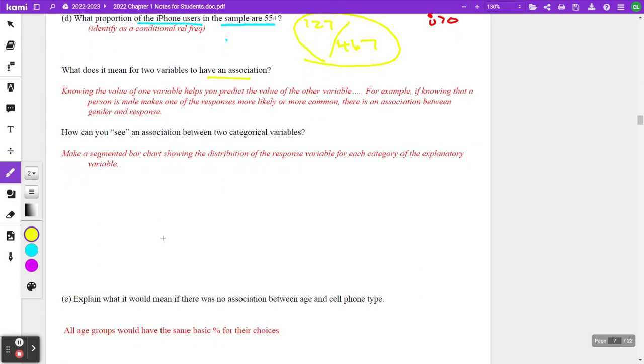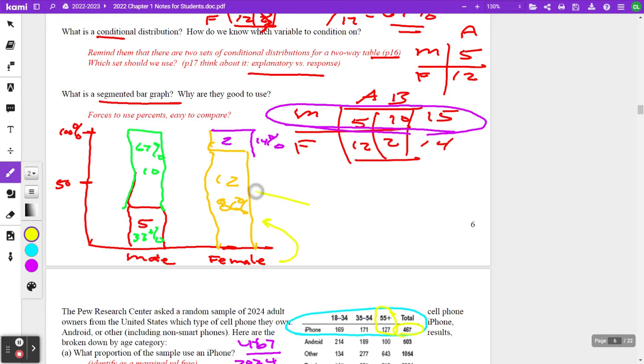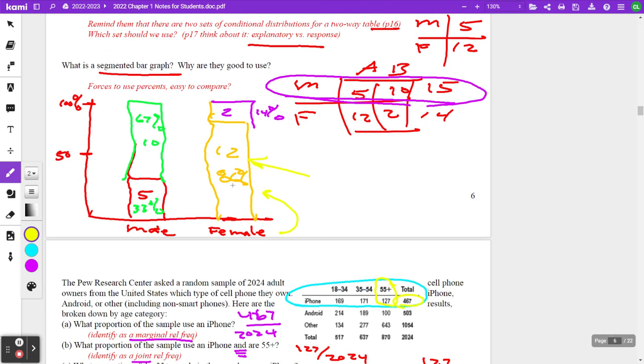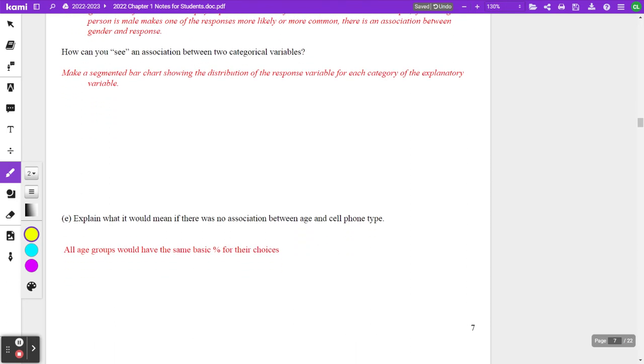And how can you see an association? Well, I just showed you with segmented bar charts. Those are the best ways to see associations: segmented bar charts, changing them to relative frequency.